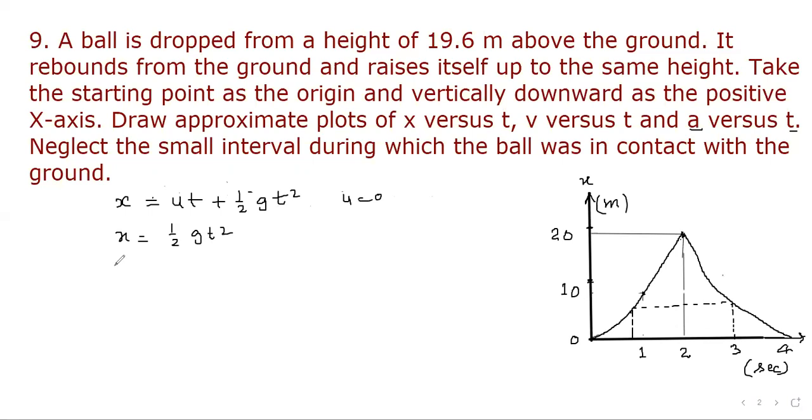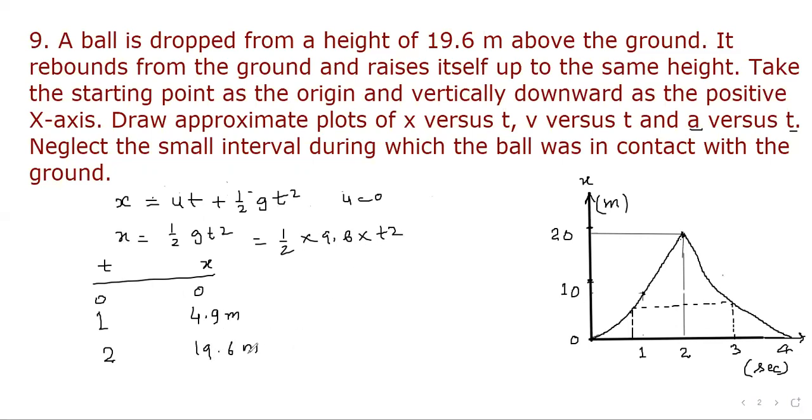Now we write the value of t and the corresponding value of x. When t equal to 0, x will be 0. When t equal to 1, x will be 1 by 2 times 9.8 times t square, so 4.9 meter. Then at t equal to 2 seconds, this will become 1 by 2 into 9.8 into 2 square, so it will become 19.6 meters. It means the ball has reached the ground.